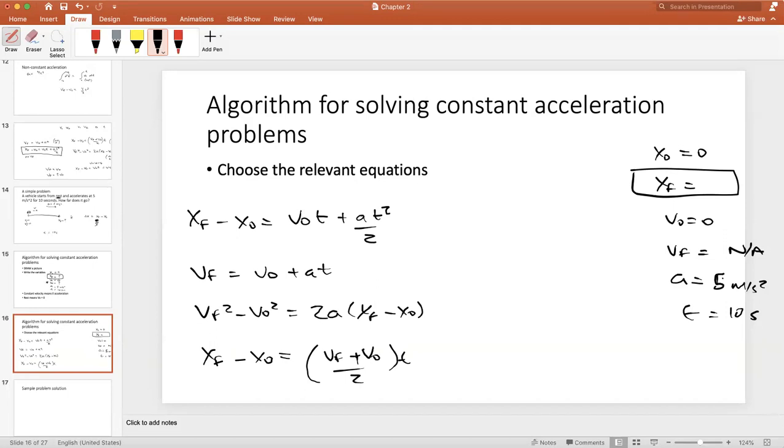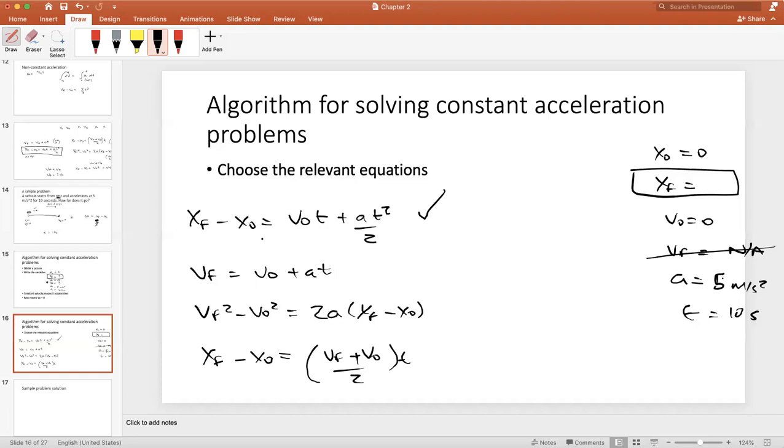Now, here's where this whole thing comes in, this getting rid of v final. In choosing our equation, if we don't have a value for a particular variable, and we don't need to find it, that will tell us right away what equation to choose. Anything with v final in it, we don't want. We don't want to even deal with it because we don't know it, we don't need to know it, we don't want to solve for it. So you can get rid of all 3 of these, and that only leaves us with this equation.